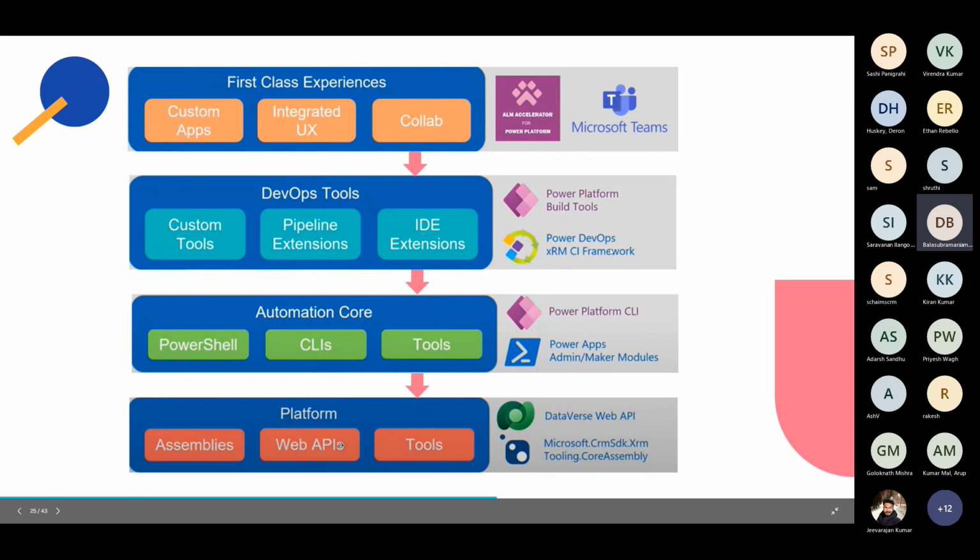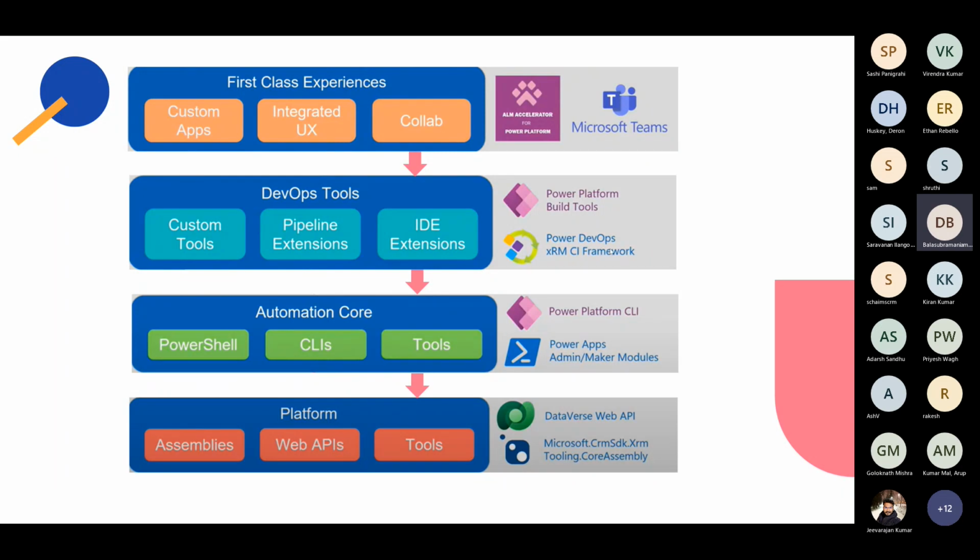Once this is built, you can use the automation core to start implementing this ALM process. In this automation core, you can use either the PowerShell scripts, the maker modules, or the Power Platform CLI. These tools are really supportive in order to achieve the ALM for the Power Platform process.